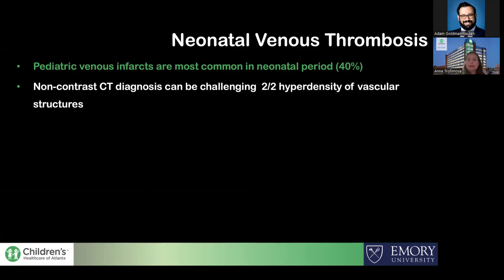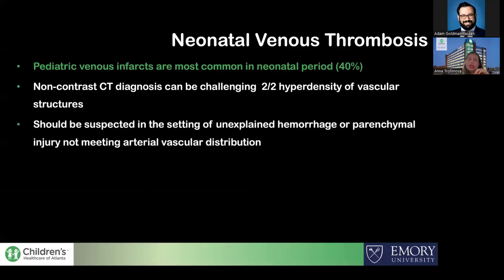similar to adults and neonates, non-contrast CT diagnosis can really be challenging because, as we already discussed, there is this intrinsic hyperdensity of vascular structures in the neonatal brain, which makes this diagnosis more challenging. When we should start thinking about a possibility of venous thrombosis is when we see unexplained hemorrhage or unexplained parenchymal injury that does not meet arterial vascular distribution.